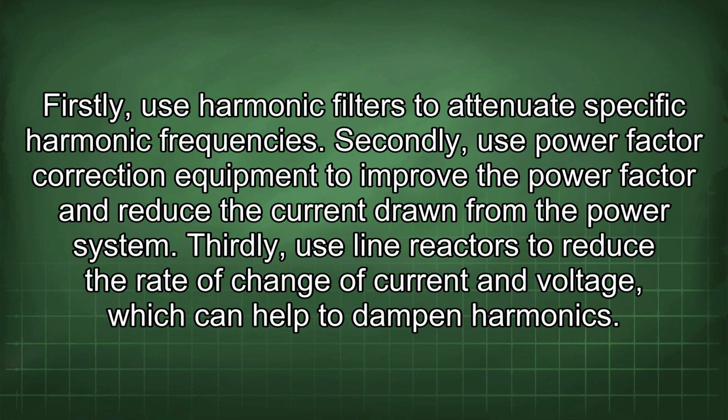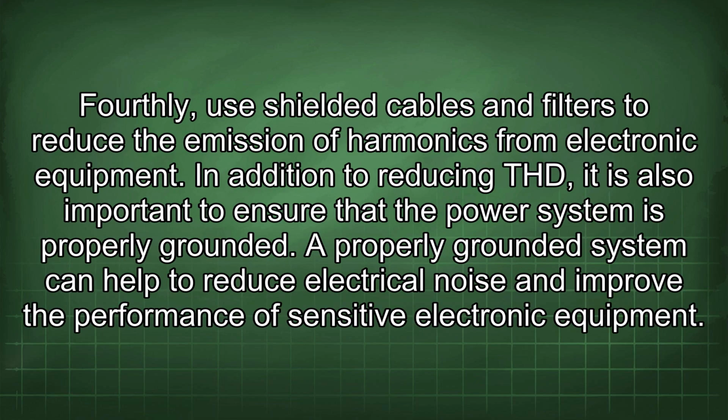To reduce THD, consider the following measures. Firstly, use harmonic filters to attenuate specific harmonic frequencies. Secondly, use power factor correction equipment to improve the power factor and reduce the current drawn from the power system. Thirdly, use line reactors to reduce the rate of change of current and voltage, which can help to dampen harmonics. Fourthly, use shielded cables and filters to reduce the emission of harmonics from electronic equipment.